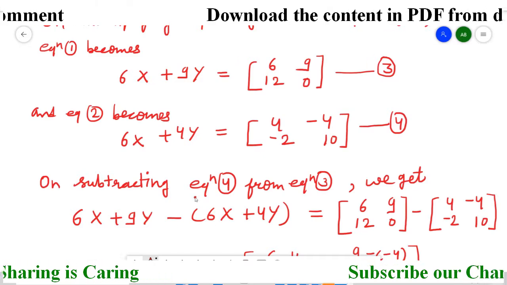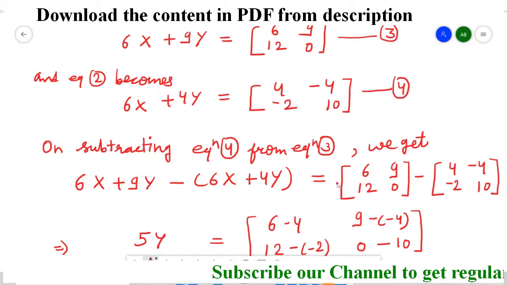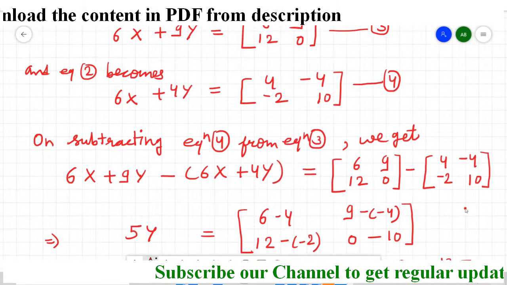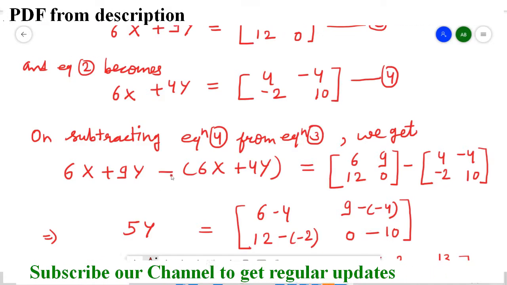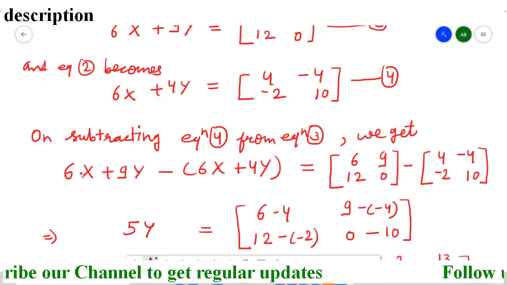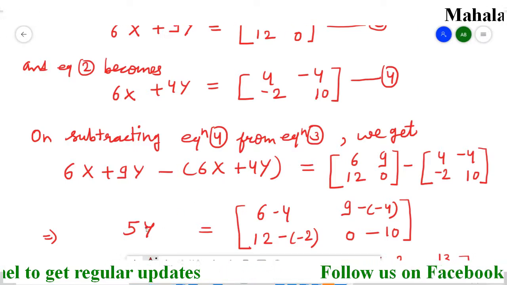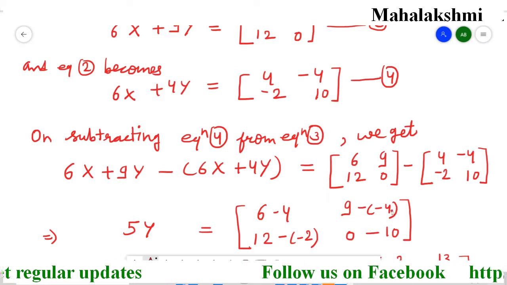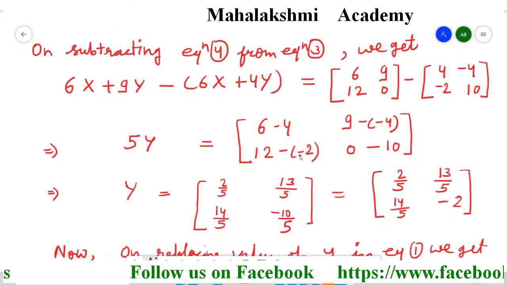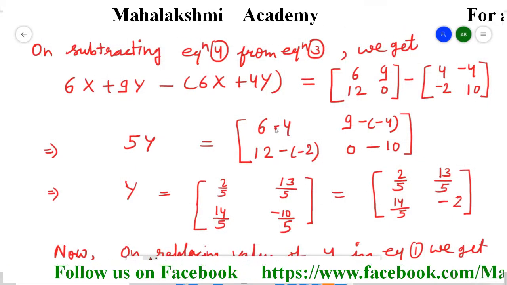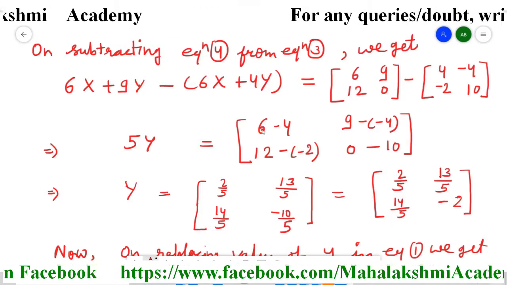So I subtracted equation 4 from equation 3, and left side with left side I subtracted, right side matrices I subtracted like this. So when we will open it, student, you will get 6x minus 6x, it's going to be 0, and 9y minus 4y, so you will get here 5y, and corresponding elements you just subtract here, that will give you this matrix, and the difference, that is after subtracting, whatever be the difference, just write, that is how much you will get here.